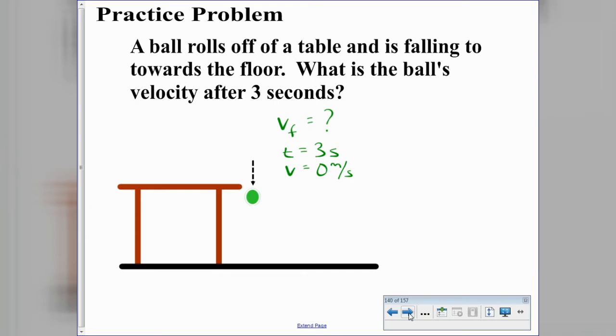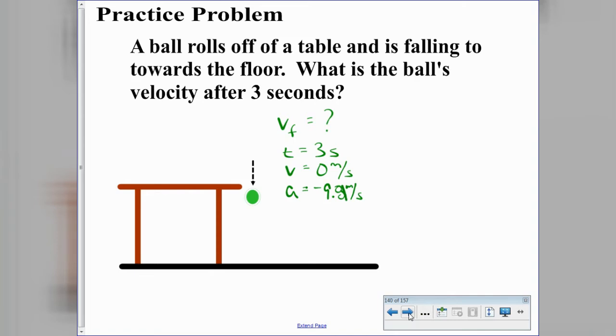The ball is falling off the table, and we're ignoring air resistance. So that tells us right there that our acceleration is negative 9.81 meters per second squared. Okay, that is the information given to me in the problem. Again, they didn't state the acceleration value, but it's understood since the ball is falling.